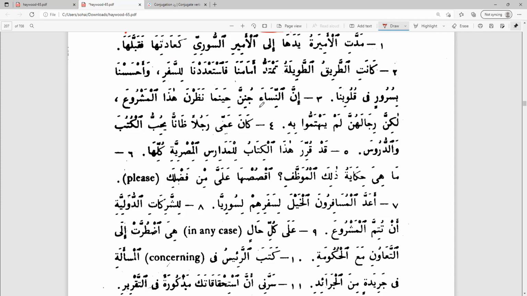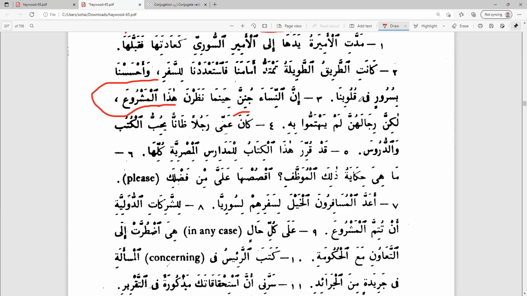Also, there is inna nisaa junnina حينما نظرنا هذا المشروع لكن رجالهن لم يهتموا به. Okay, inna is like indeed. You can translate it or you cannot. Indeed, the women went crazy when they saw this project. This is like a past passive. Mashru is theme or project. Lakinna, but.